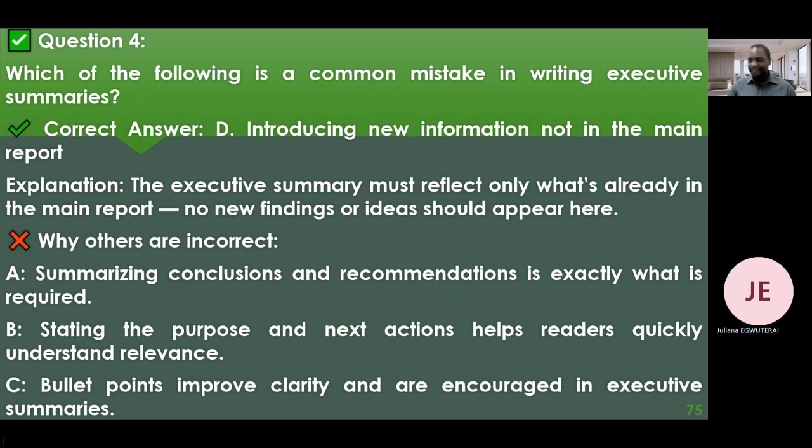Okay, can you hear me? Hi, Julie, can you hear me? I can hear you. Can you hear me? Yes, I can hear you loud and clear. Okay. All right, so we are going to number 5.